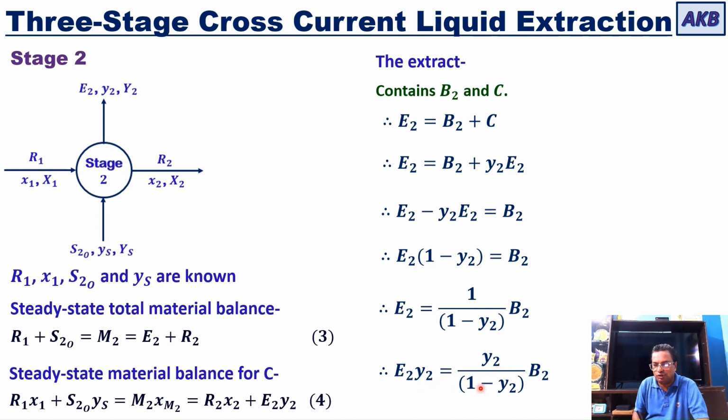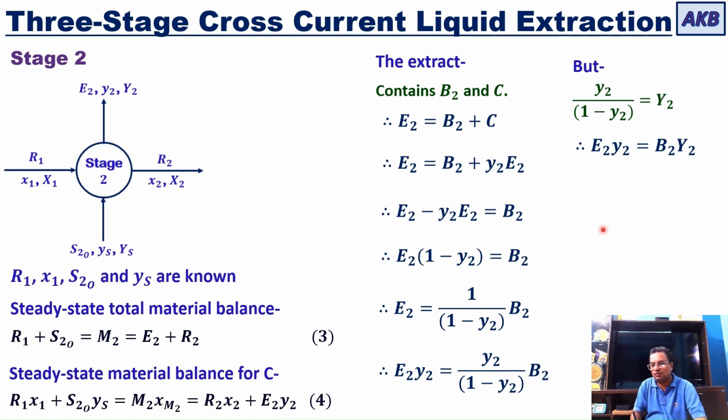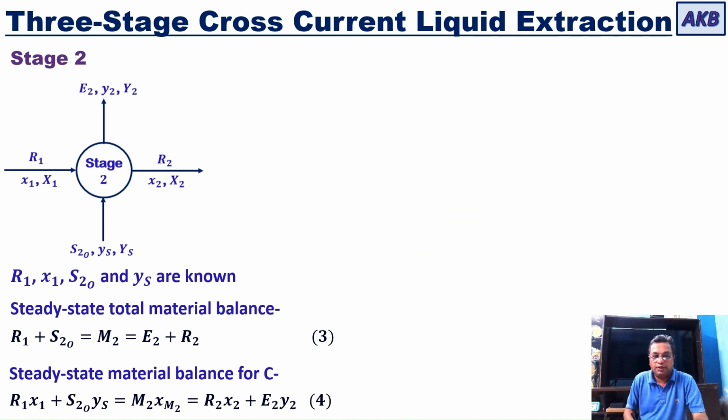That is equal to Y2 upon 1 minus Y2 into B2. But small y2 upon 1 minus y2 is capital Y2. That means E2 into small y2 is equal to B2 into capital Y2. So E2 into y2 in the equation can be replaced with B2 into capital Y2. Okay, so now for stage 2, we have these equations.